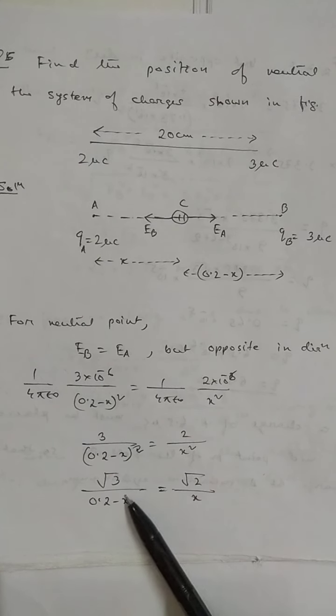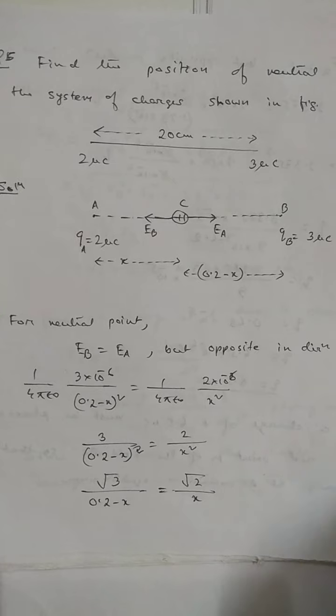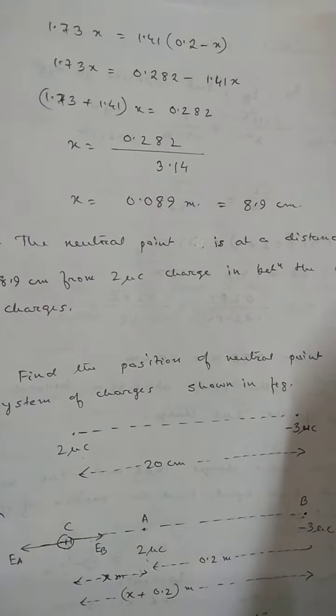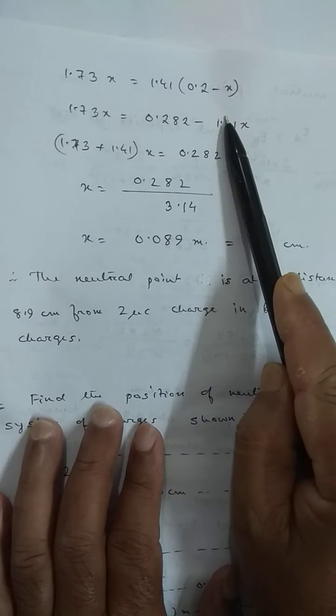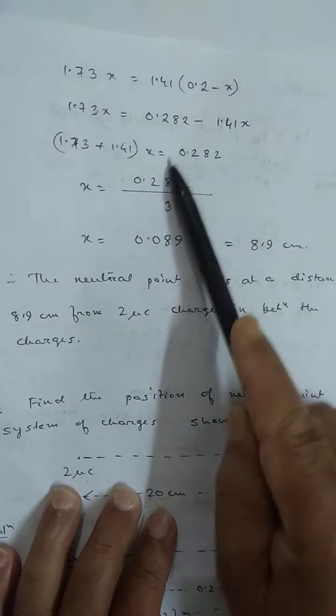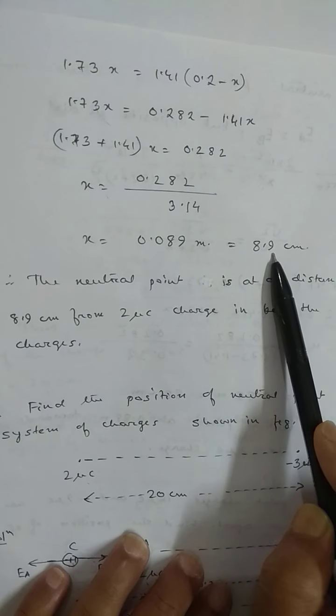1.73x is equal to 1.41 bracket 0.2 minus x. Have you seen it? 0.2 minus x. So therefore, I take all the x on one side. So x is 8.9 centimeter.